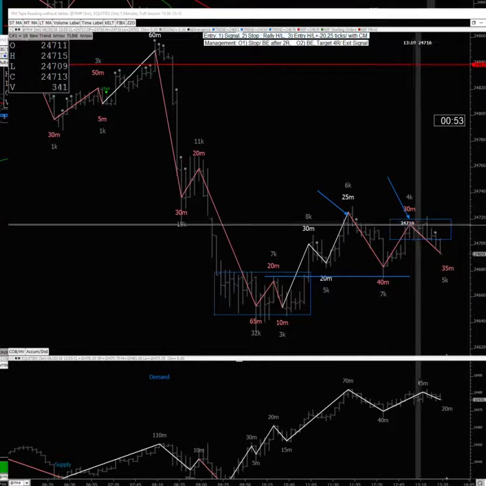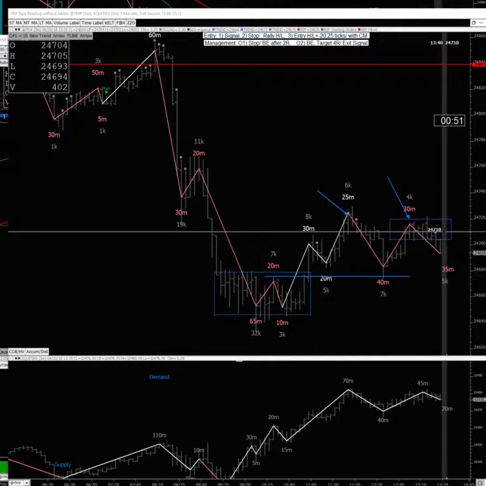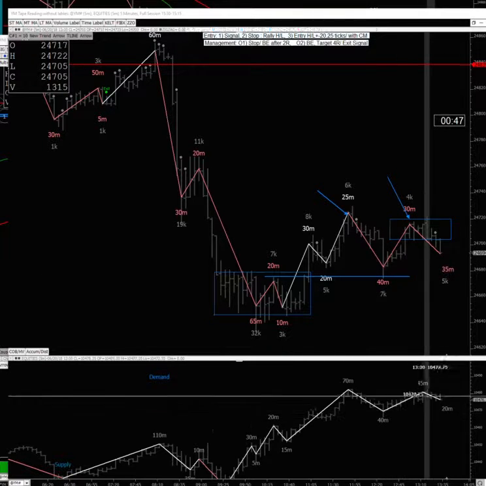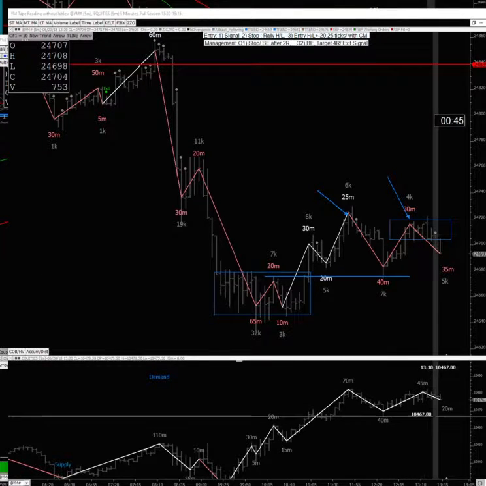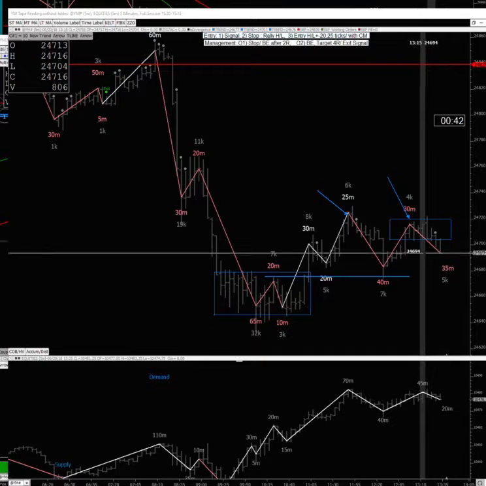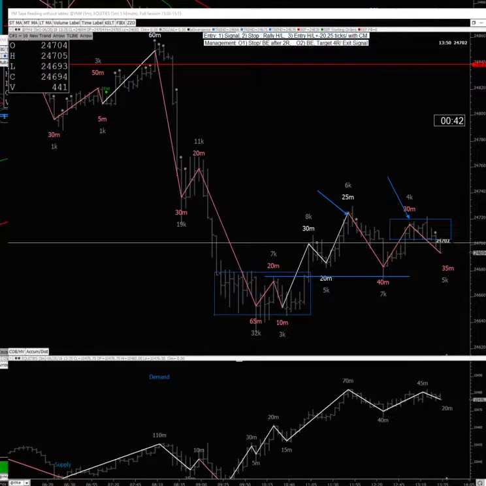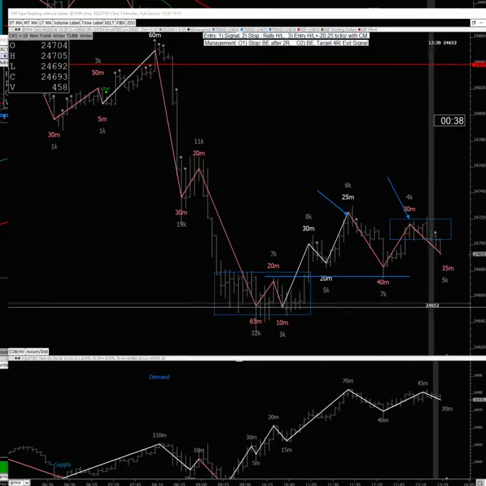So we're going to see how this pullback behaves, and if it reverses up, or maybe there's going to be a change in trend. Don't know yet, but I think it's just going to test and reverse, but we'll see.